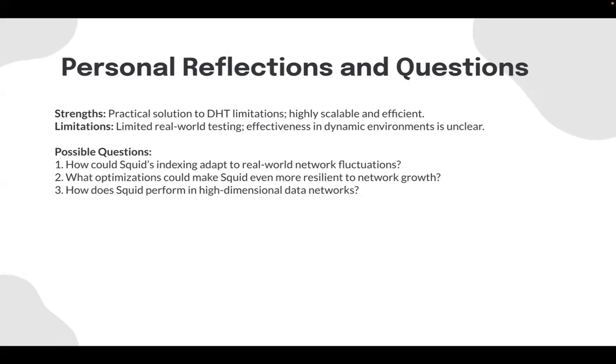And as to the questions that can be asked for this paper, the first one is how could Squid indexing systems adapt to real-world network fluctuations more efficiently? Are there optimizations that could make Squid even more resilient to rapid network growth? And how well does Squid handle very high dimensional data spaces?